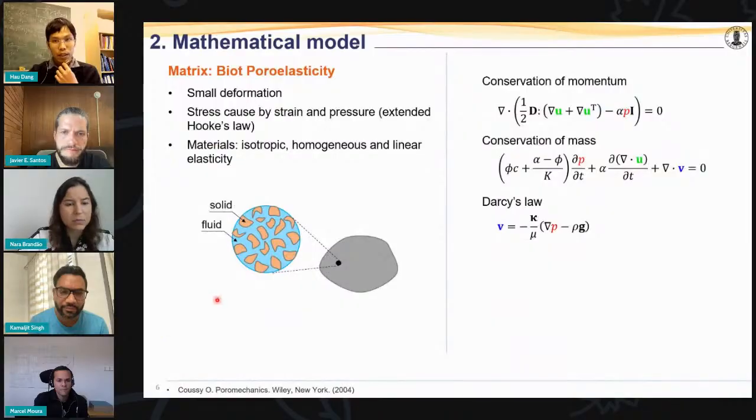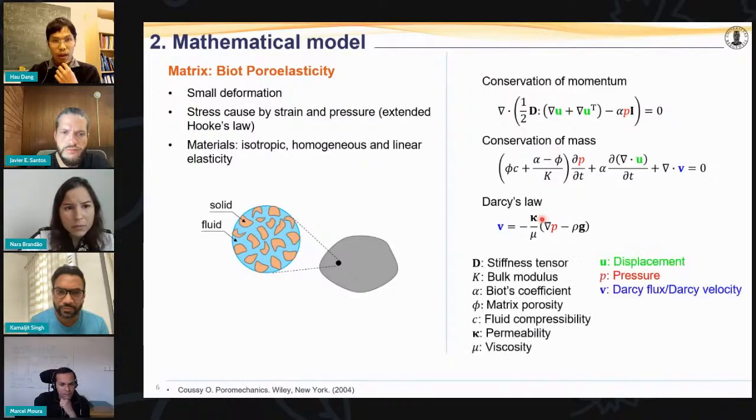So with the assumptions, the mathematical model for the matrix is represented here, with the conservation of momentum, conservation of mass, and Darcy flow.